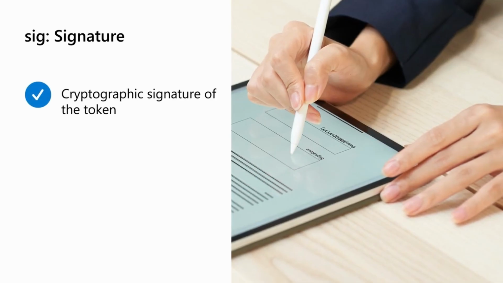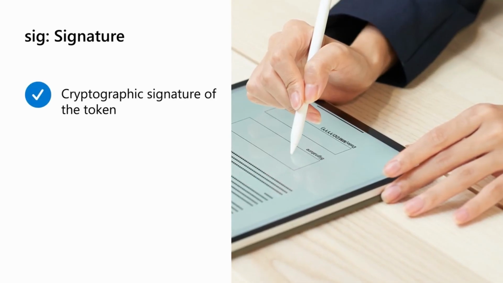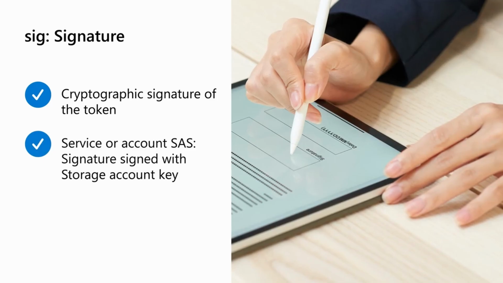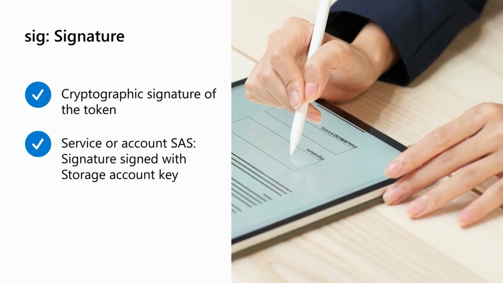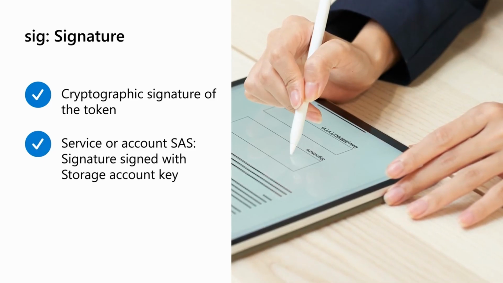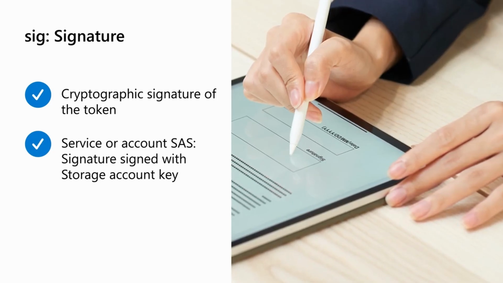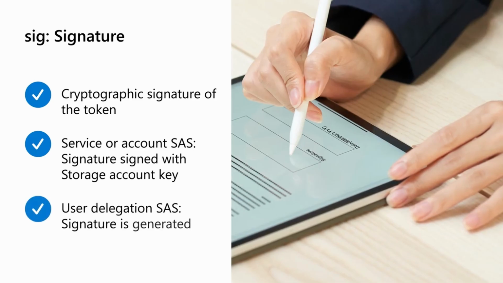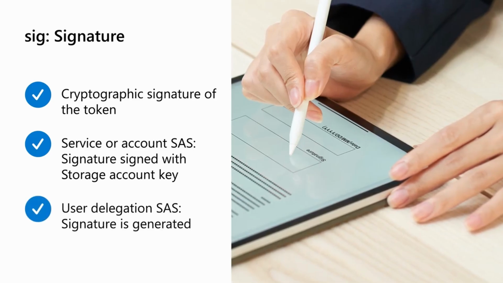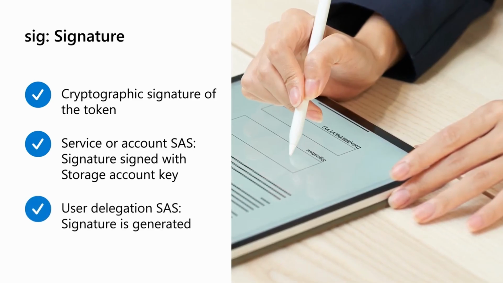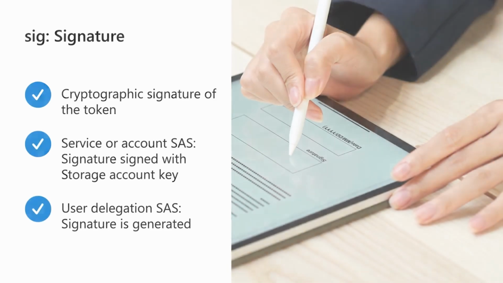This parameter is the cryptographic signature of the token. When you create a service or account SAS, the signature is signed with your storage account key. If you use an Azure Active Directory security principal with access to the storage, you create a user delegation SAS. In user delegation SAS, the signature is generated.